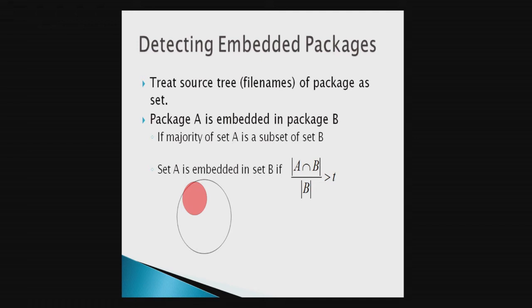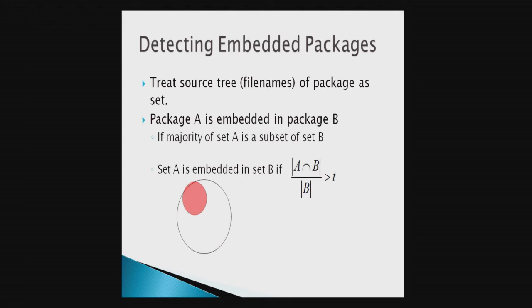So to define the problem, we treat the source tree of a package, their file names, as a set. Now, package A is embedded in package B if the majority of set A is a subset of set B. The formal description of this is set A is embedded in set B if the cardinality of the intersection over the cardinality of B is greater than a threshold. The intuitive understanding is perfectly fine. If one set is largely a subset of another, it's embedded. A visual depiction of that is on the bottom, where the set of file names in red is a subset of that larger circle. So we can say that that package, which is a set of file names in the source tree, is embedded.